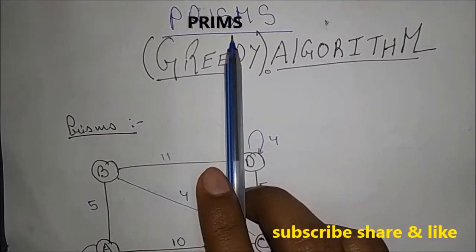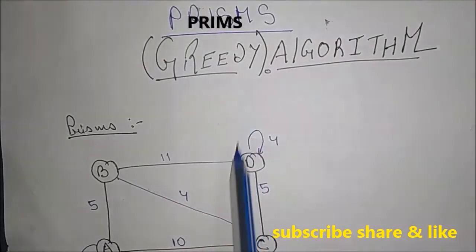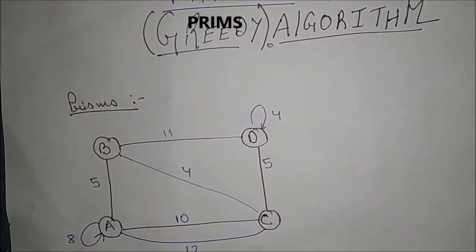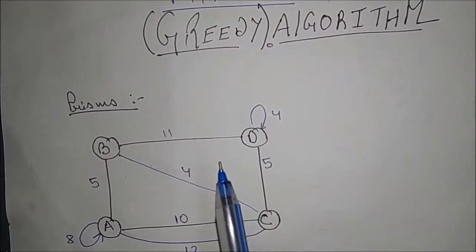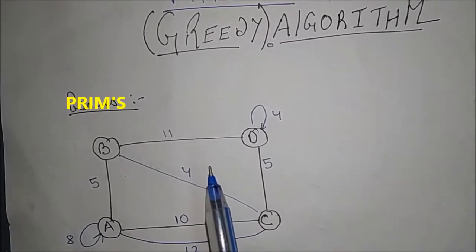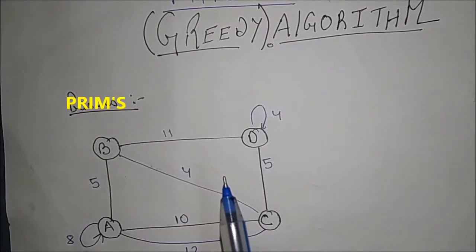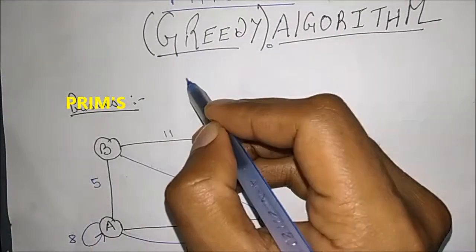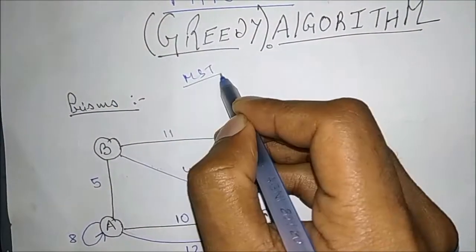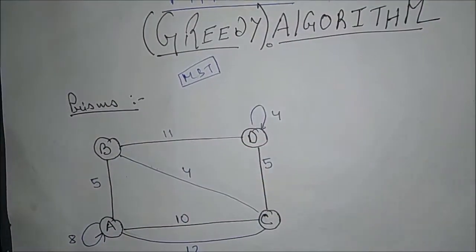See, Prim's comes under greedy algorithm. This topic is very important for GATE, because in GATE, questions from Prim's algorithm have been asked to find the minimum spanning tree. So here we are interested in finding the MST, the minimum spanning tree. See, this is the given graph.